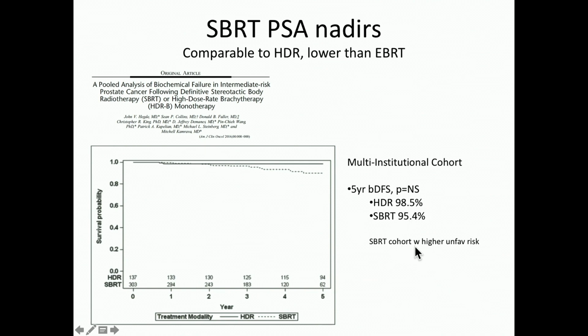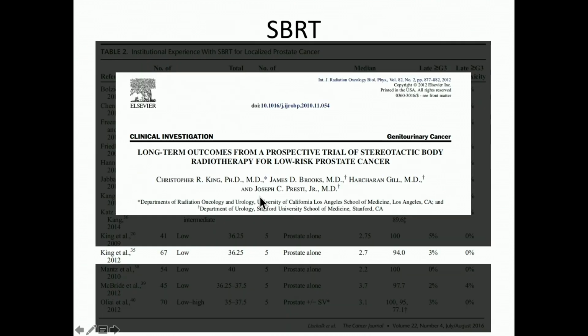I asked one of the authors about this in person, and they lamented the fact that the SBRT looks to be a little bit worse, although not significant statistically. He indicated they had a higher unfavorable risk composition. In terms of retrospective series, the one that really carried the day and dictated a lot of the interest was Chris King publishing in the Red Journal several years ago their long-term outcomes of stereotactic radiotherapy.